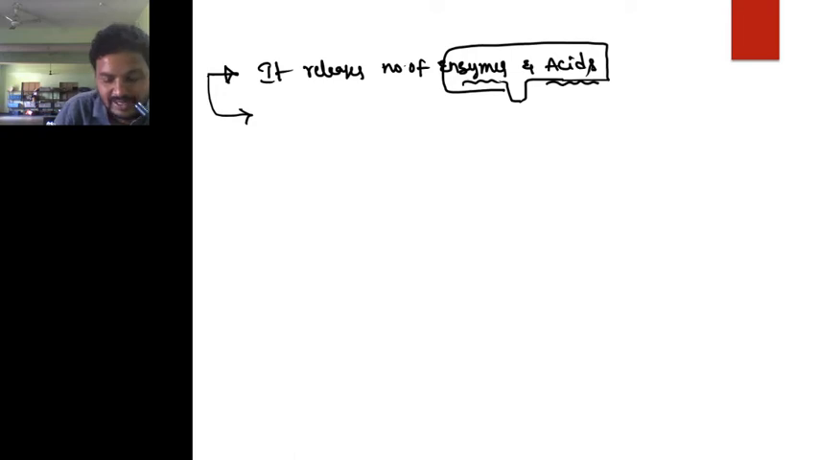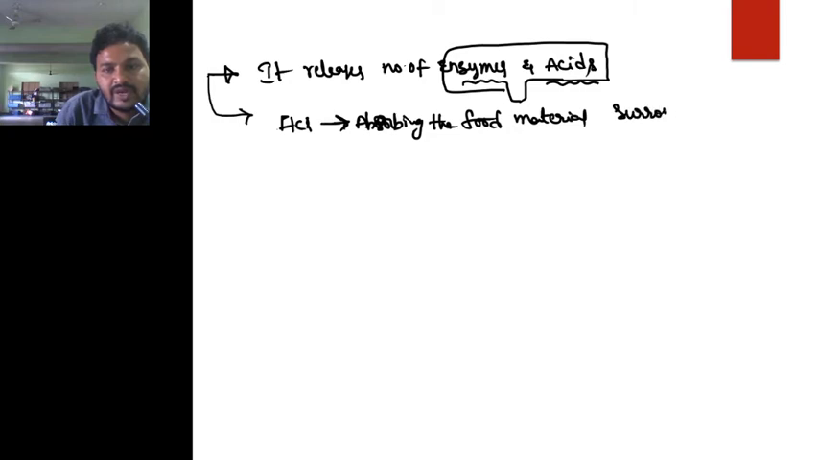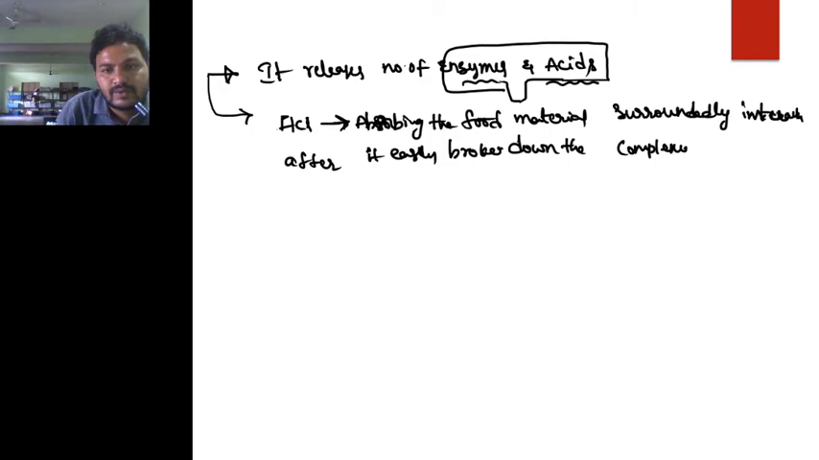At the same time, once the HCl acid is released, the food material surrounded is absorbed, and after that it easily breaks down the complex ones to simple ones.